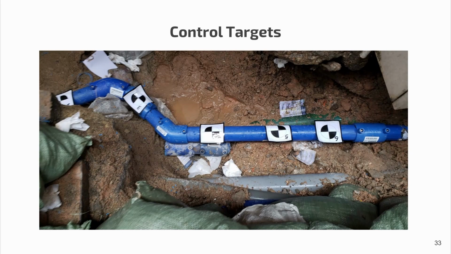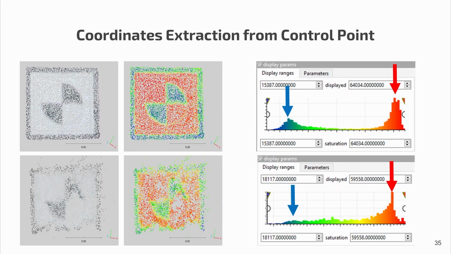To make it an automatic process, we have trained new network models to recognize all serrated control targets within the scene. We then extract the coordinates of the serrated control targets with their features like colors or intensity. The positioning accuracy can then be assessed by comparing the coordinates from the point clouds and the coordinates from the traditional surveying method.